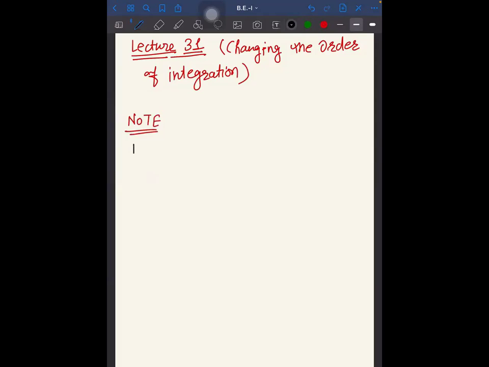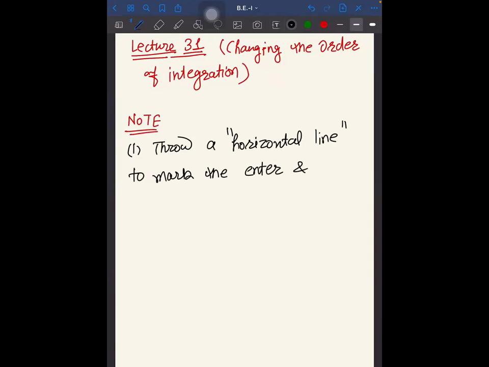So the first point is: through a horizontal line, mark the enter and exit point for the limits of x.